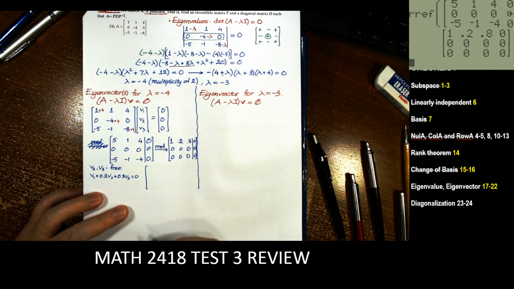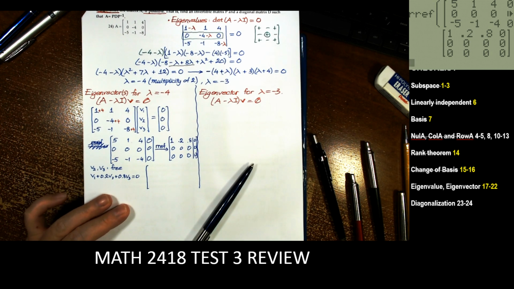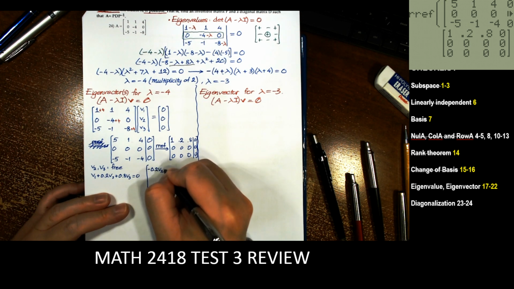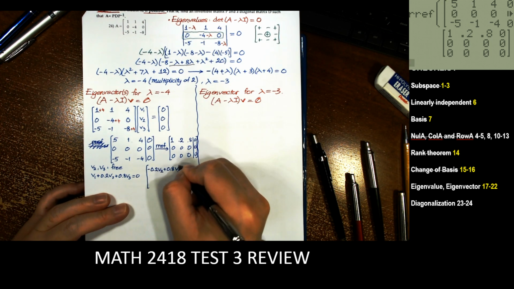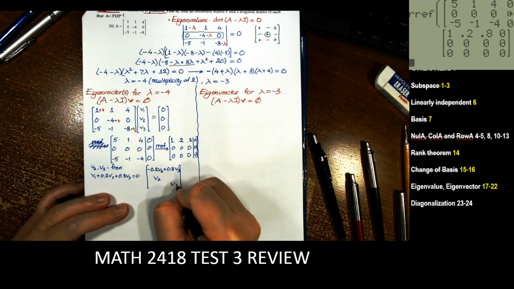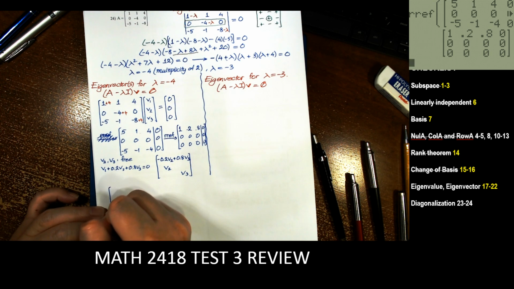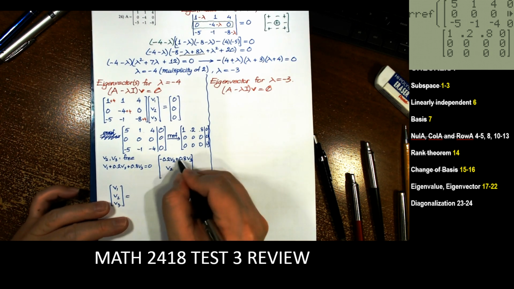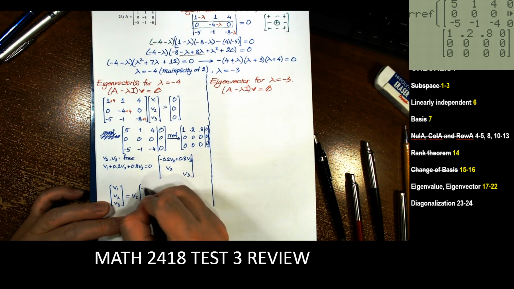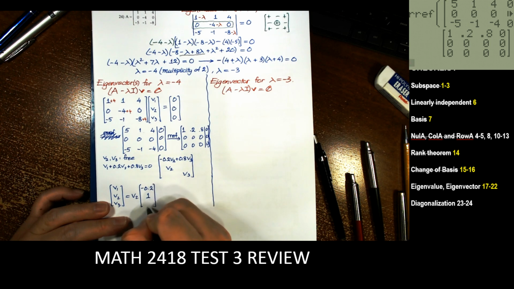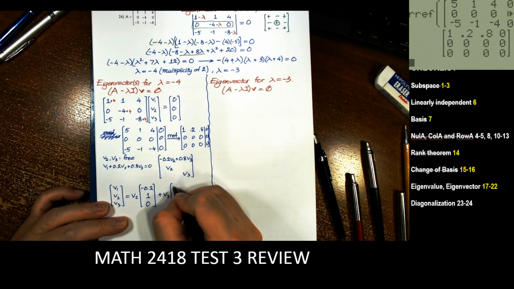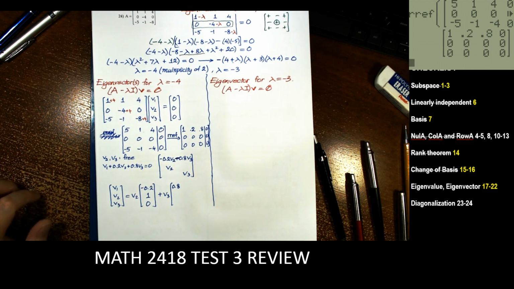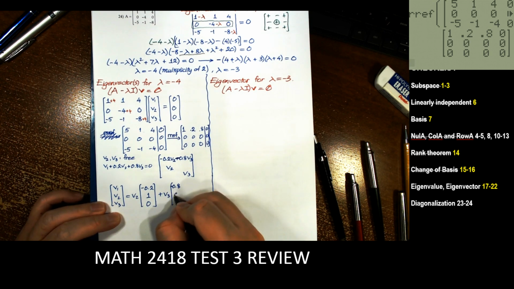So if we're going to write that, it's going to be negative 0.2 v2 minus 0.8 v3. v2 is free, v3 is free. Finally, we can say the solution can be written as v2 times negative 0.2, 1, 0, plus v3 times negative 0.8, 0, 1. Sorry, that is minus.